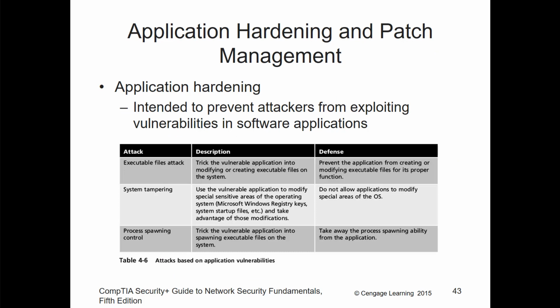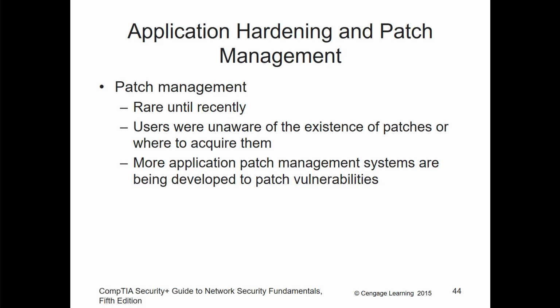Application hardening could be things like executable file attacks, system tampering, or process spawning controls. And again, you can read the descriptions for those. Application hardening is intended to prevent attackers from exploiting the vulnerabilities in the applications. That's why secure coding is so important. Patch management was rare until more recently. Users were unaware of the existence of patches or where to acquire them for applications. But more and more holes are being found, hence the necessity of patch management.